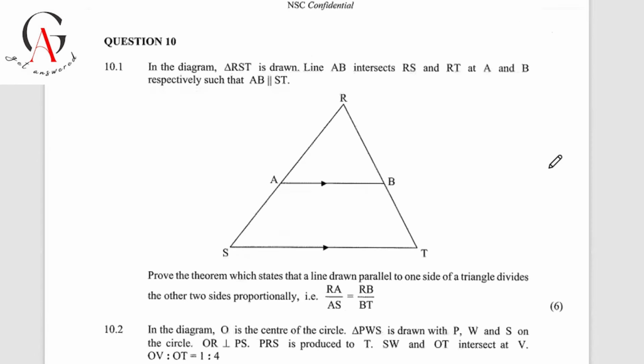All right, question 10. In the diagram, RS is drawn. Line AB intersects RS and RT at points A and B, respectively. Then AB is parallel to that. They want us to prove the theorem that states that a line drawn parallel to one side of a triangle must be proportional to the other two sides. In other words, we must prove that RA over AS is equal to that.